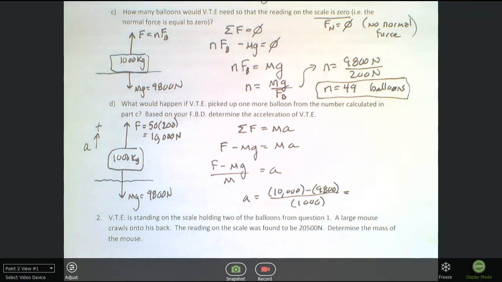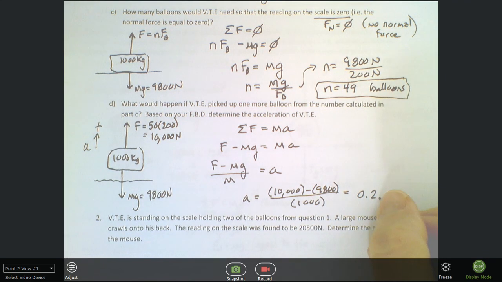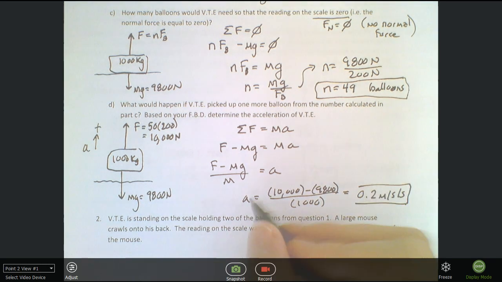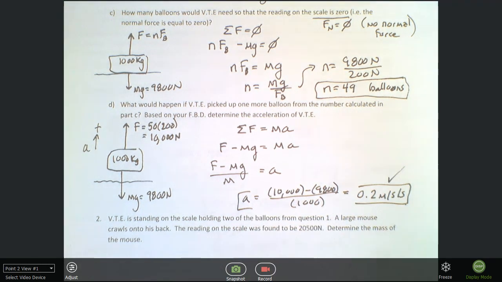And so really the net force is just 200 newtons. That's the difference between that. That one balloon just added that extra 200. And you get 0.2 meters per second squared. And that's it. So it's a very slow upward acceleration by adding that one extra little balloon.